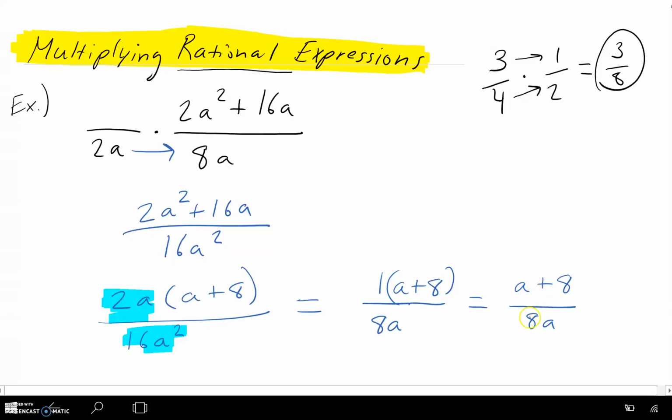Now, I'm hoping you don't think, oh, maybe the 8's cancel out. No, they don't. Or the a's probably cancel out. No, they do not. This is the best we can do, and that is our final answer.